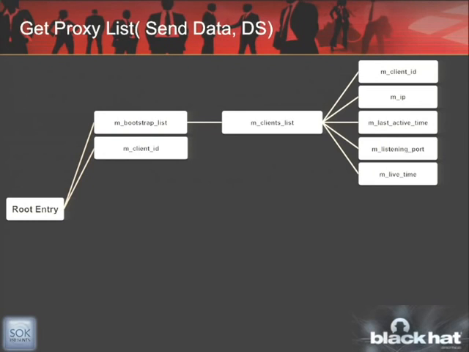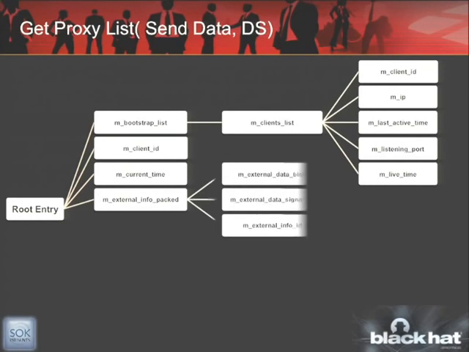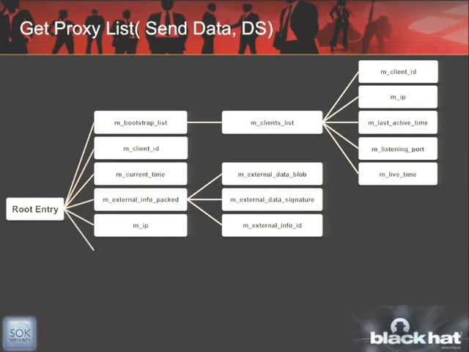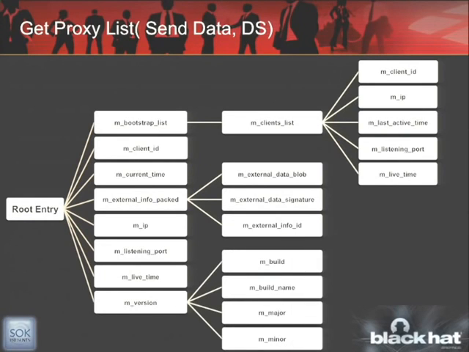And in the root entry, there's an amp client ID, current time, and external info packed. This one is pretty interesting. There are 3 parts of data under this: external data blob, external data signature, and external info ID. Another part is the IP and the listening port, live time, and the version information. There are 4 parts: build name, version major, version minor.